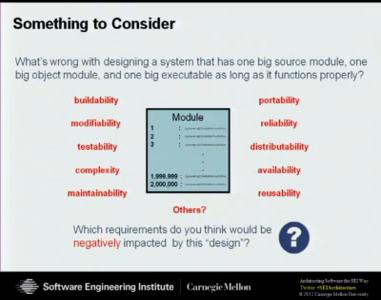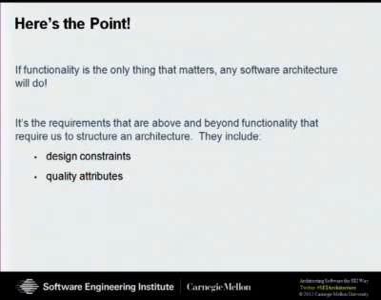The module would be difficult to test. The module would be extremely complex. It'd be a nightmare to maintain. And so forth. I won't read the entire list to you. But the point is this. If functionality is the only thing that matters when it comes to developing a software system, any architecture will do. It is not the functional requirements that drive the structure of the architecture. It is the design constraints and the quality attribute requirements.